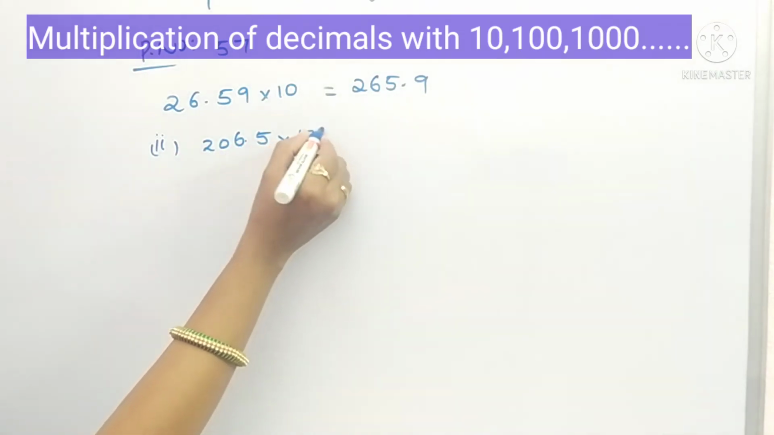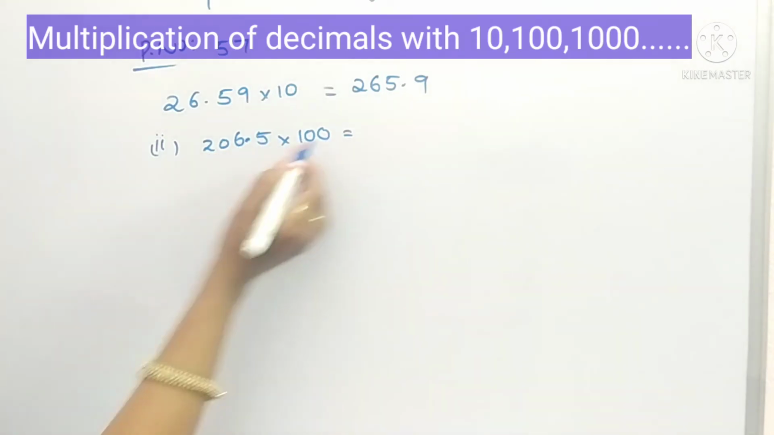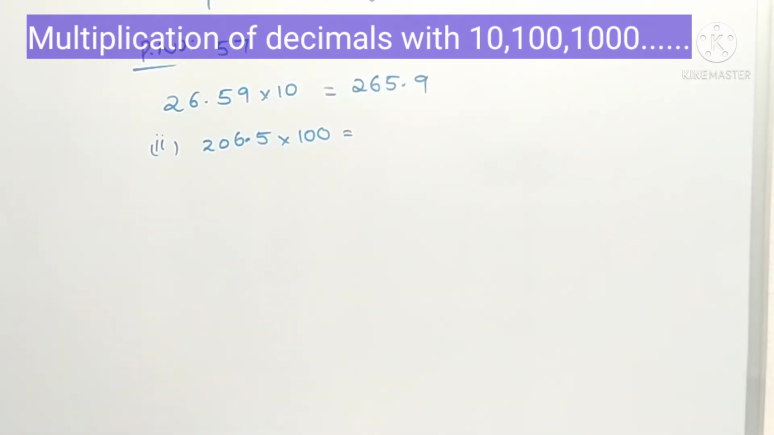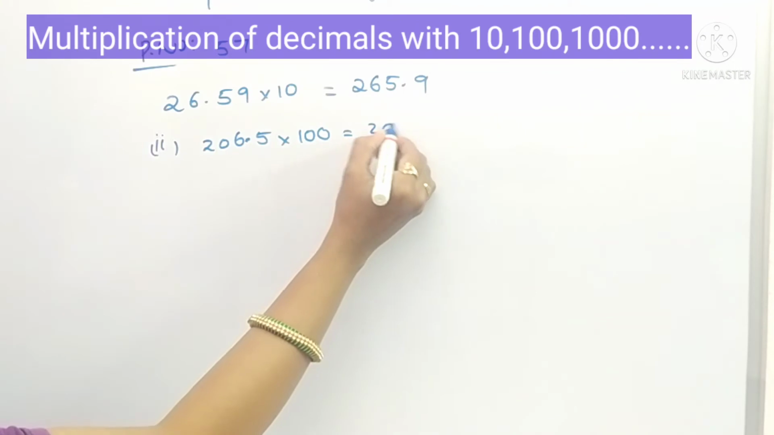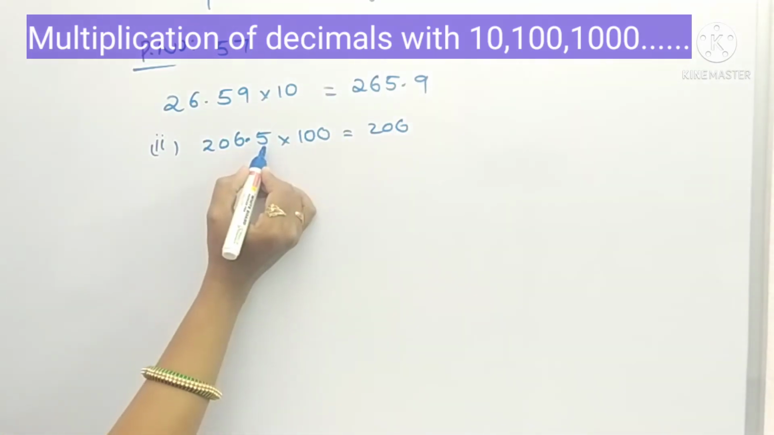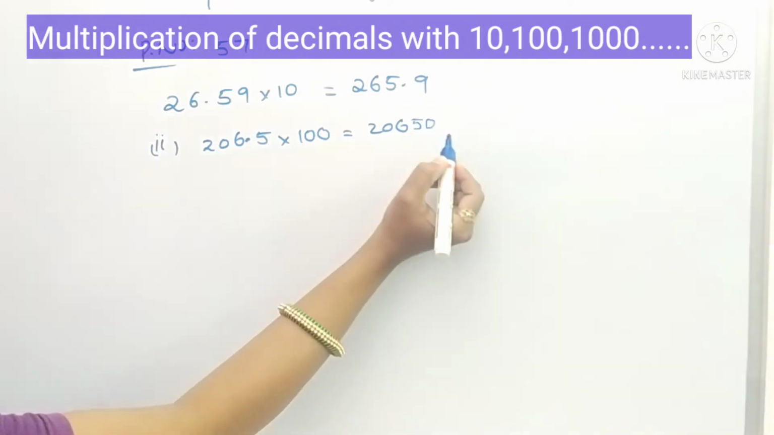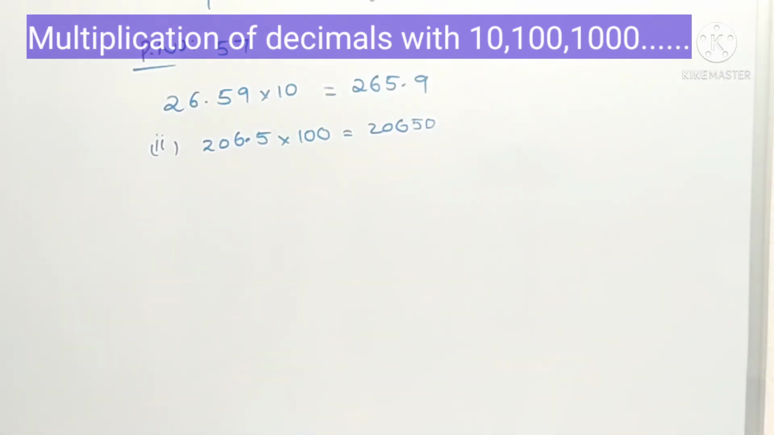So our second one, 206.5 into 100. So how many zeros are there here after 1? 2 zeros, right? So the decimal point moves 2 digits right, but we only have 1 digit now. So put another digit 0. So that is 20,650. This will become 20,650.